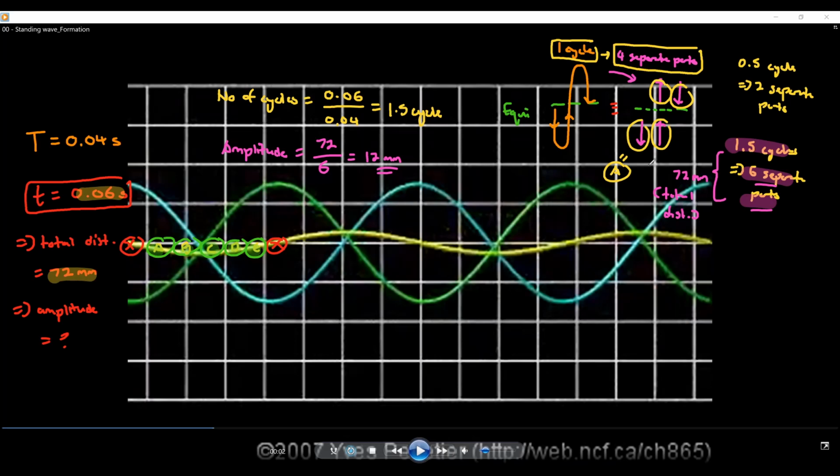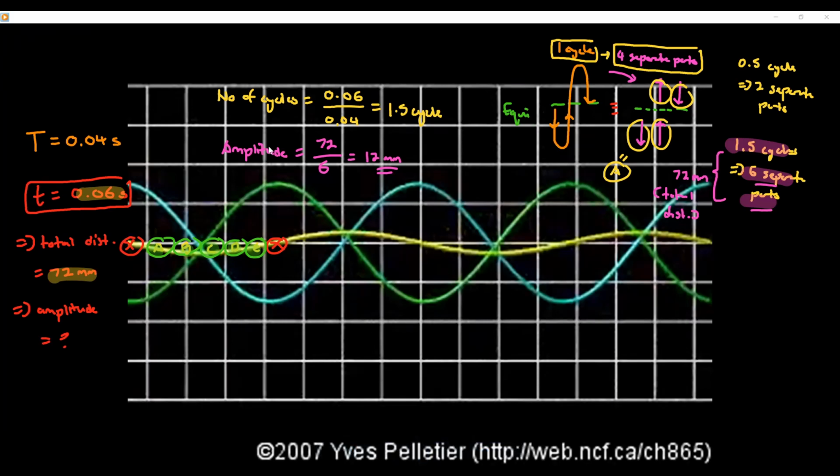So if I take that 72 millimeter, the total distance, divide by 6 separate parts, that will give me the total distance moved for one part alone. So the distance moved for one part is the maximum displacement from equilibrium. It will be my amplitude. Okay, so that's why I take 72 divided by 6 here. I divide the total distance by the number of separate parts. That will give me 12 millimeter as the answer.